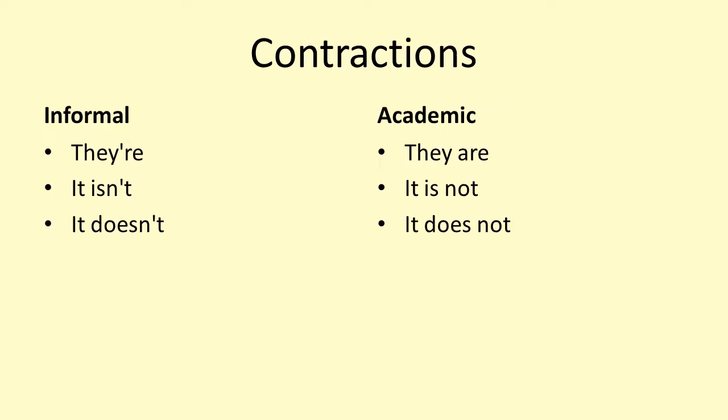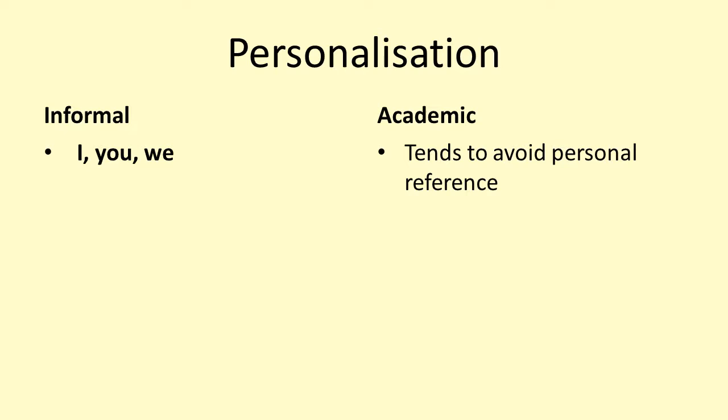Contractions are a feature of informal writing. In informal writing, we write, "they're, it isn't, it doesn't," whereas in formal academic writing, we write, "they are, it is not, and it does not." The personal pronouns I, you, and we are frequently used in informal writing, whereas in formal academic writing, we tend to avoid personal reference.